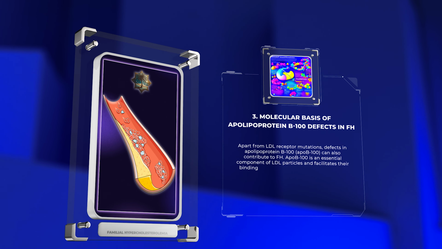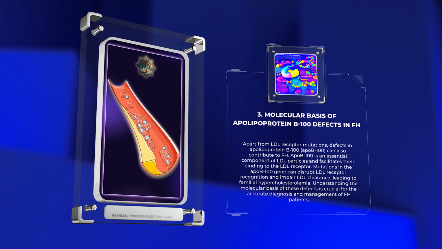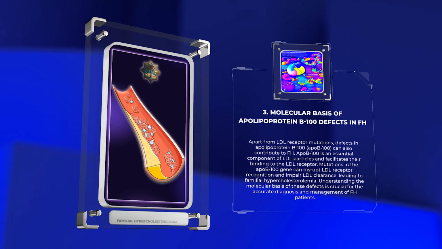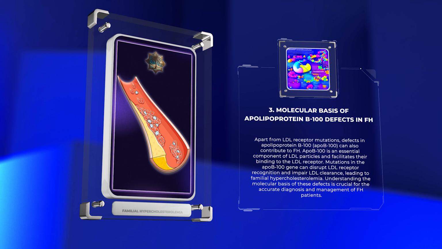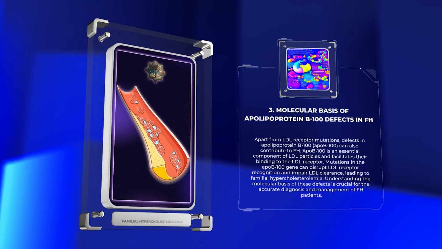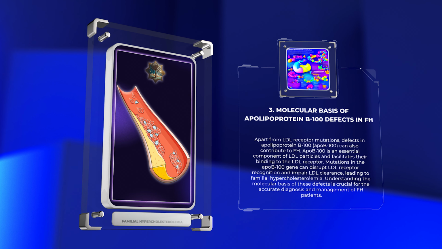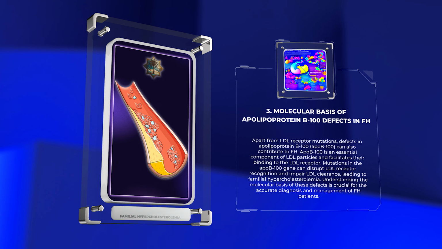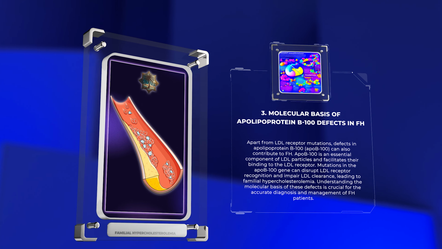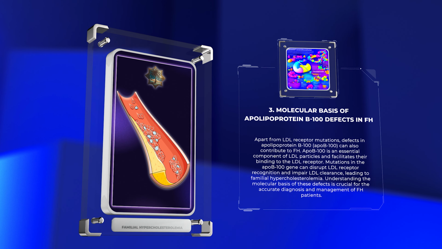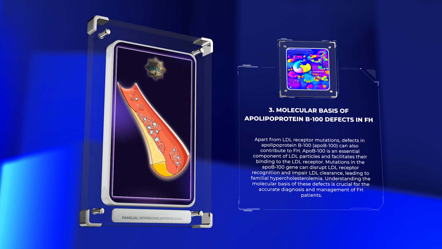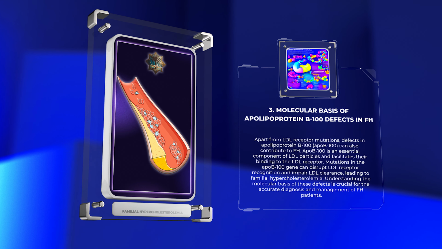Apart from LDL receptor mutations, defects in apolipoprotein B100, APOB100, can also contribute to FH. APOB100 is an essential component of LDL particles and facilitates their binding to the LDL receptor. Mutations in the APOB100 gene can disrupt LDL receptor recognition and impair LDL clearance, leading to familial hypercholesterolemia. Understanding the molecular basis of these defects is crucial for the accurate diagnosis and management of FH patients.